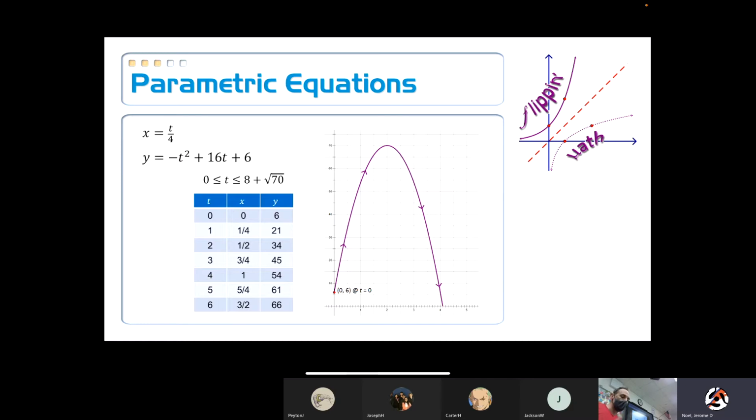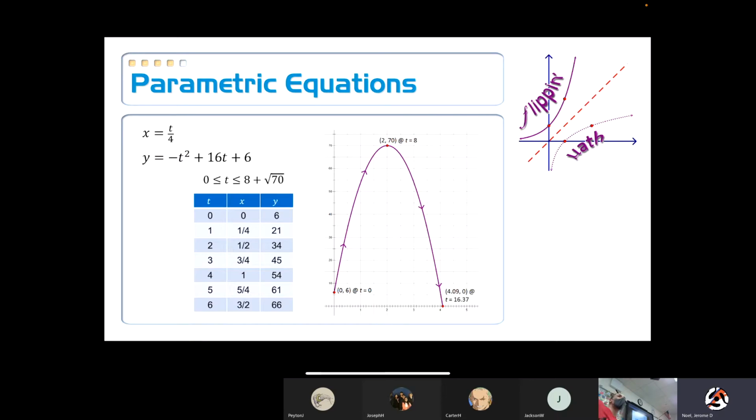You plug in 1. If I plug in 1, I'd get 1/4 for your x coordinate. If I plug in 1 here, it's -1 plus 16 plus 6, which turns out to be 21. And then that would be another point. This one went up to 2, 70, which is not in our table, but that happened at 8 seconds. You can see that's beyond this here. And then keep on going.